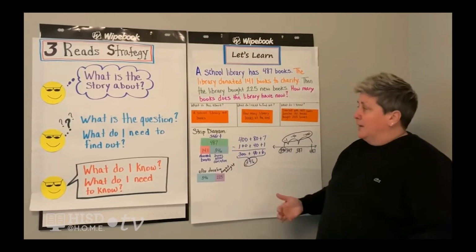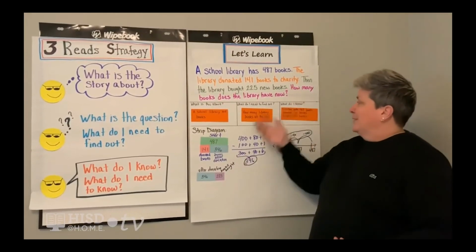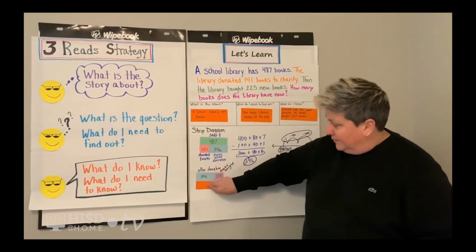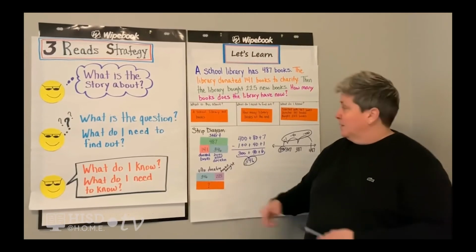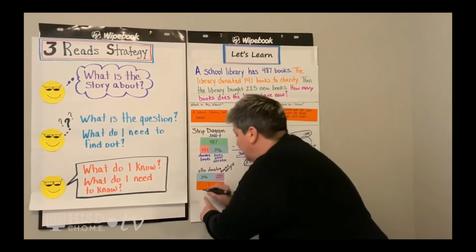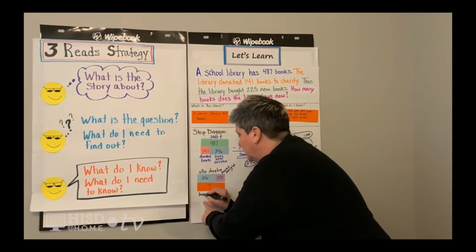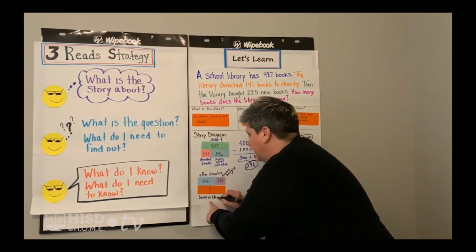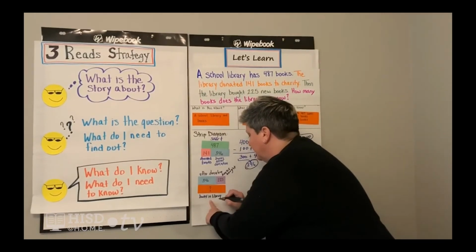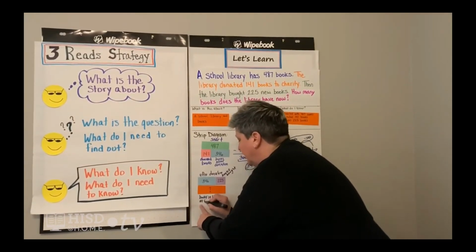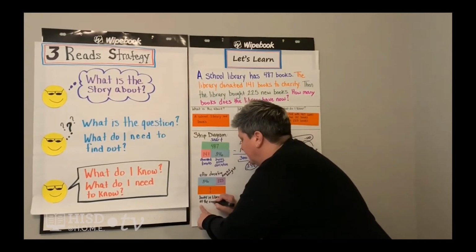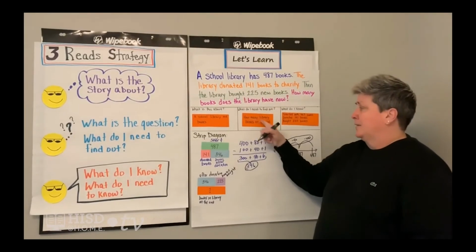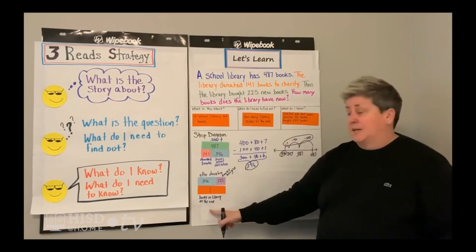So now that I know that, I wonder how many books the library has now. Well, that's going to be our unknown sum. So this is the books in library at the end. So will that answer my question? How many library books at the end? That's going to answer that question.